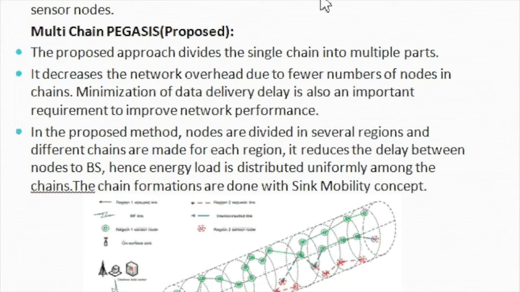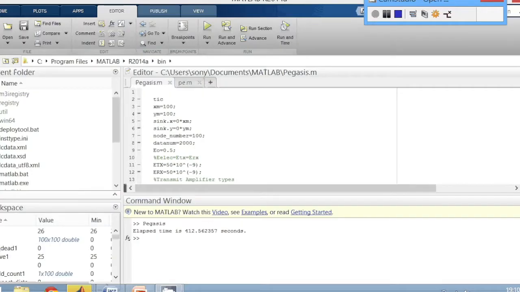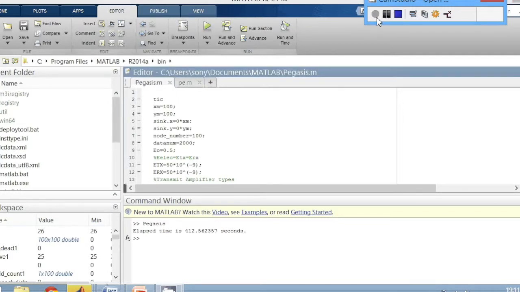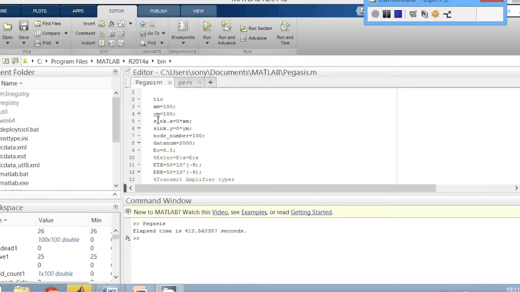In our proposed system, we have also introduced the sync mobility concept, that is, mobility at the base station. So now let us see how we have implemented the Pegasus protocol in the MATLAB software. This is the code for the single chain Pegasus protocol that we have implemented.